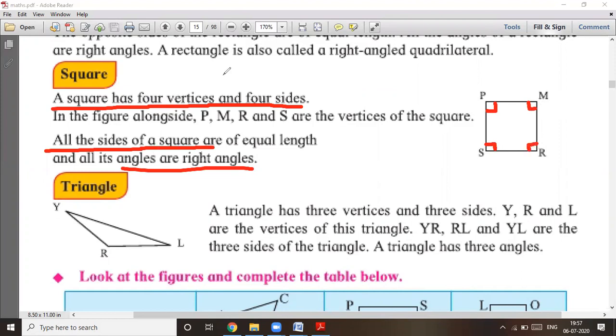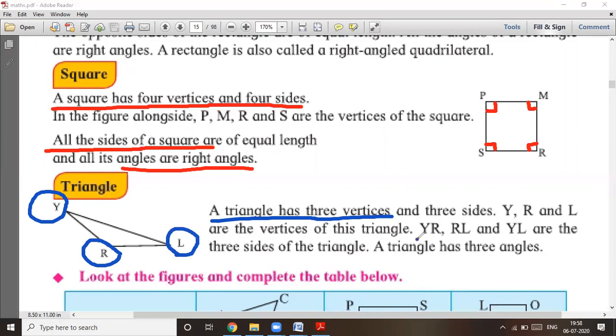Okay. And finally, we have to see the triangle. So what is a triangle? A triangle has three vertices. How many vertices? Three: Y, then you have R, and then you have L.